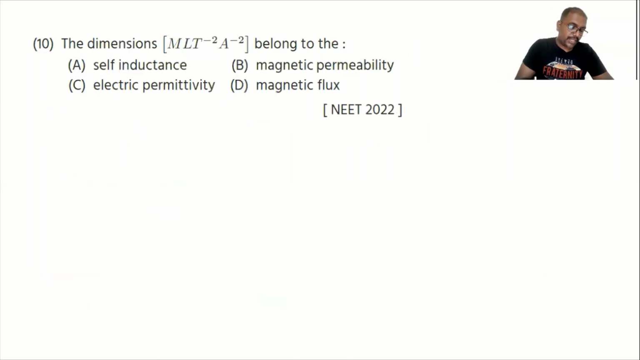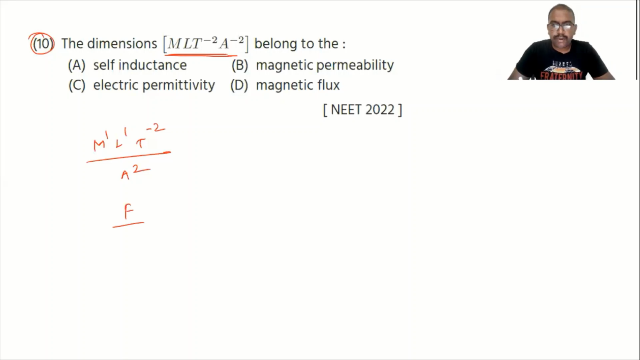Next one, MCQ number 10. The dimensions M1, L1, T raised to minus 2, A raised to minus 2 belong to? This dimension we can write like this: M1, L1, T minus 2 divided by A raised to 2. So the upper dimension is the dimension of force and this is the dimension of area, or length multiplied by length.